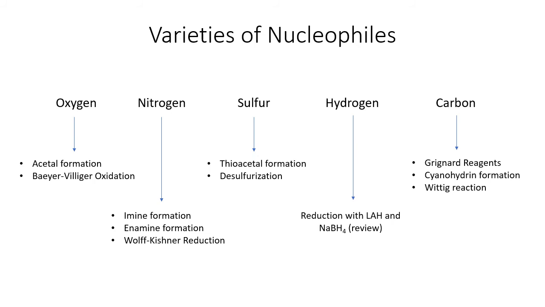As we will see in the next few videos, there are different types of nucleophiles that can react with aldehydes and ketones. Each of these reactions are going to follow those generic mechanisms that we just took a look at, including the attack of the nucleophile to the carbonyl carbon. So we will be taking a look at reactions involving oxygen nucleophiles, nitrogen nucleophiles, sulfur, hydrogen, and carbon.